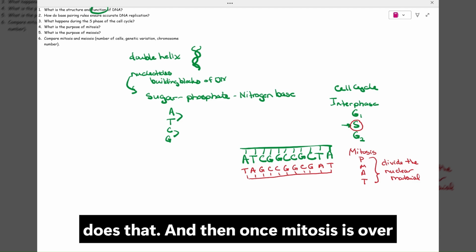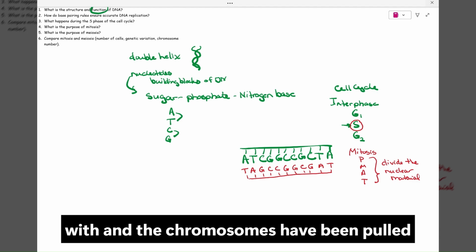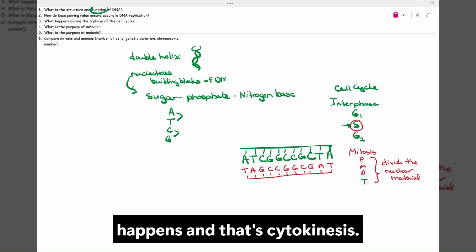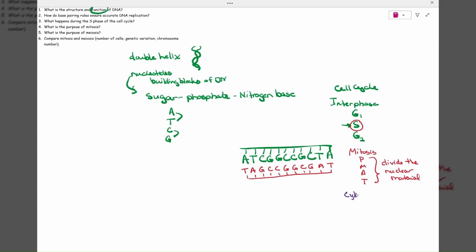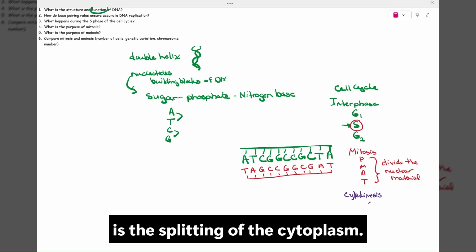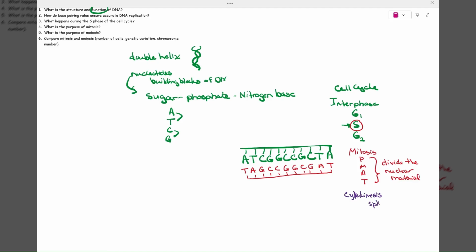And then once mitosis is over with and the chromosomes have been pulled apart from each other, the last part happens, and that's cytokinesis. Cytokinesis is the splitting of the cytoplasm.